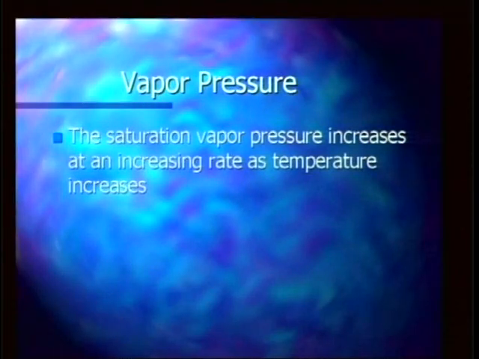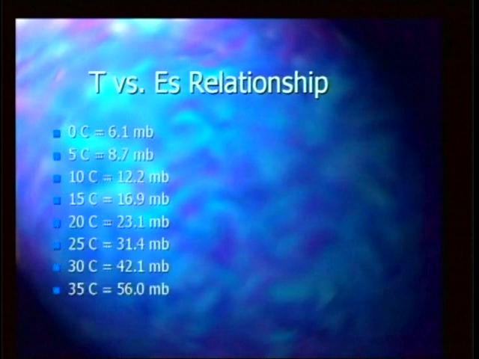An important point: the saturation vapor pressure increases at an increasing rate as the temperature increases. That's saying the same thing as warm air can have more moisture within it. And that relationship that we're going to look at here, I have different temperatures and then solving the Clausius-Clapeyron equation to determine what the saturation vapor pressure is.